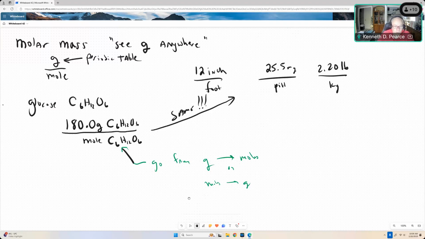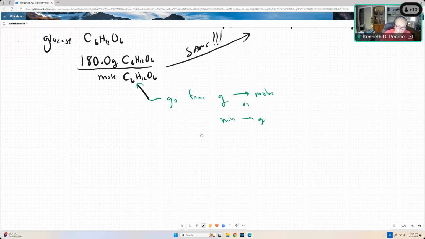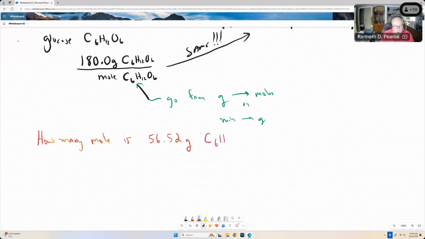Well, one of the things that we have to be able to do is say, for instance, let me write this, let me change colors here. I'm going to go rainbow. Why not? So I want to say, how many moles is 56.52 grams C6H12O6? Okay, here's our first question that we're going to use molar mass with.